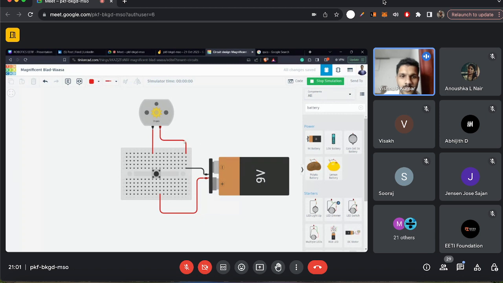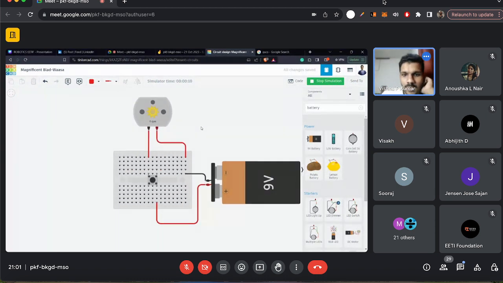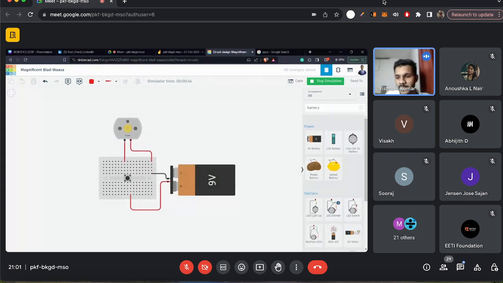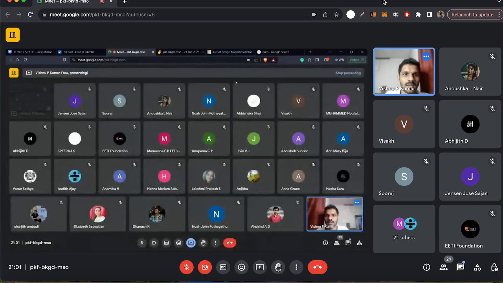Just going to start the simulation. It's not rotating. Just click on the button and it rotates, right? Okay, so like this we have a lot of applications in TinkerCad.